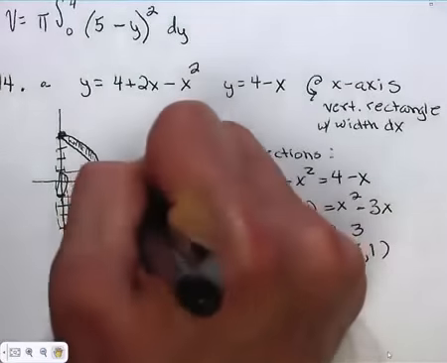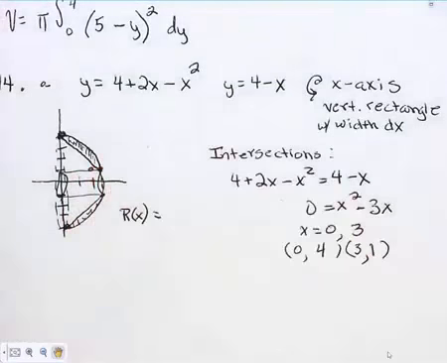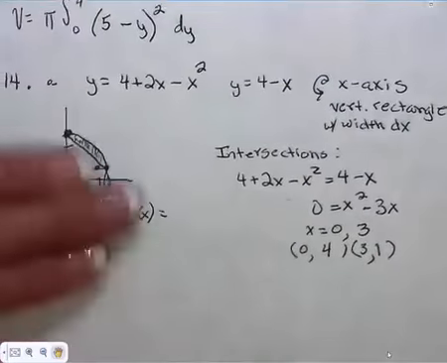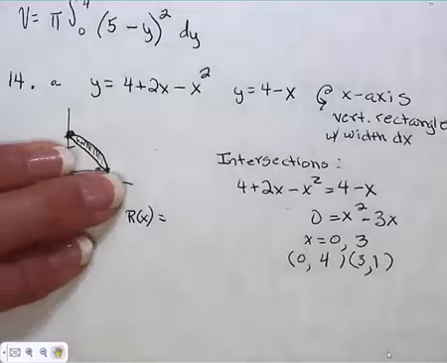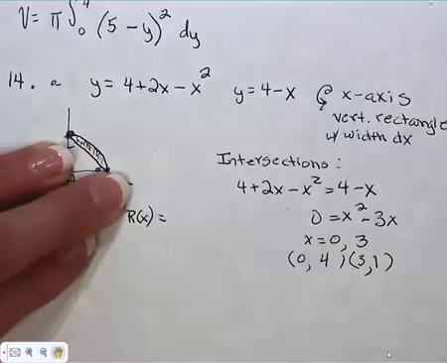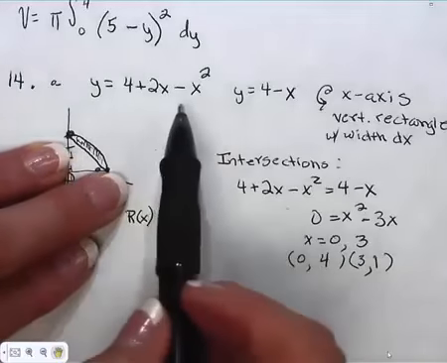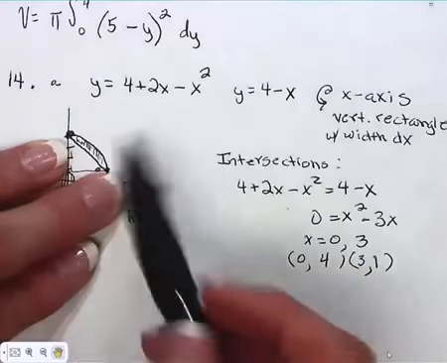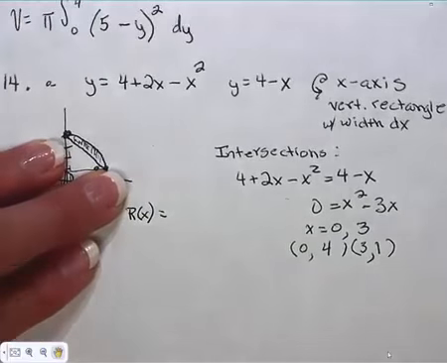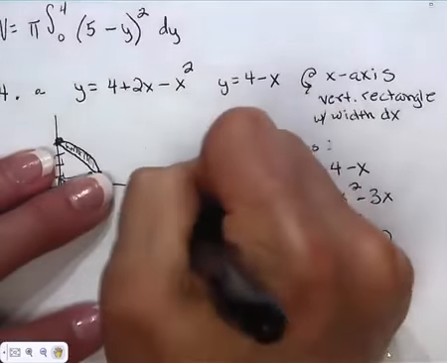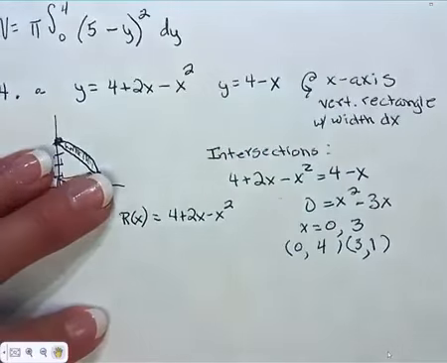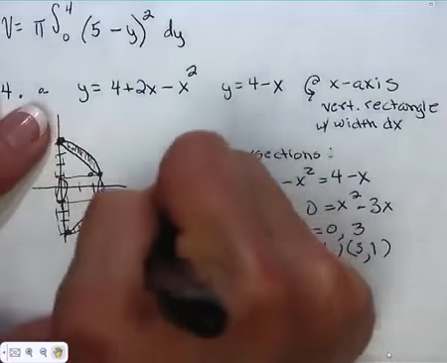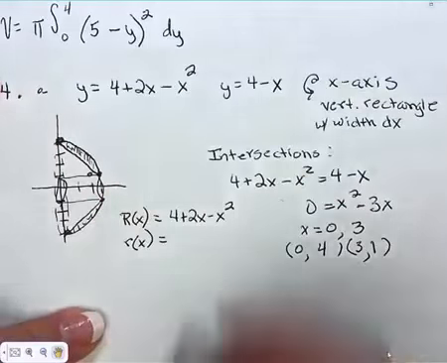What's the outer radius? I'm really just looking at this piece I'm rotating. If you imagine this being cut out of a block of wood, the 4 plus 2x minus x squared is carving the outer shell of that bowl, and the piece that's being removed is cut out by the line.